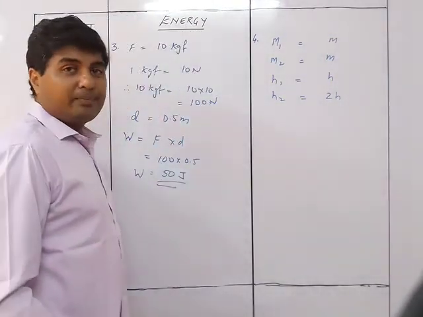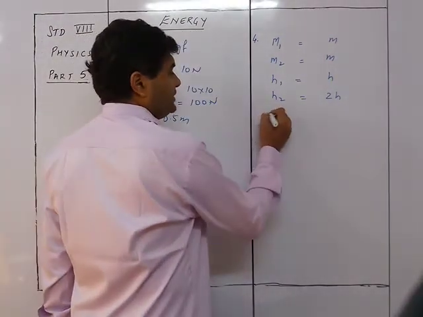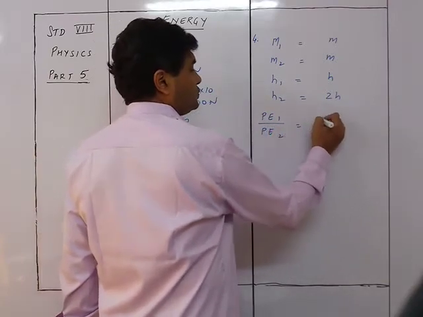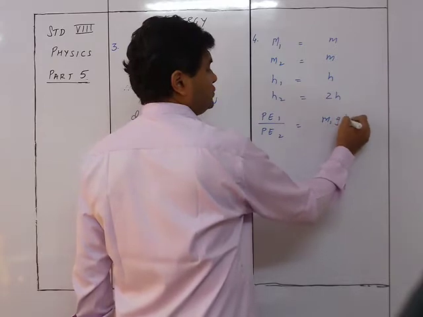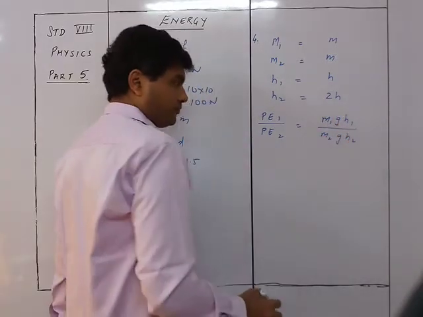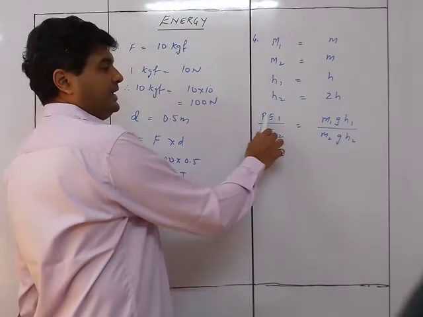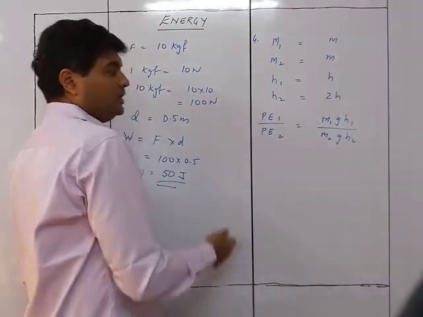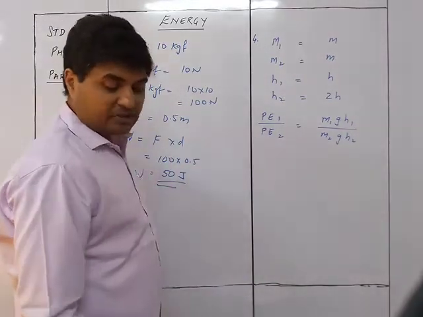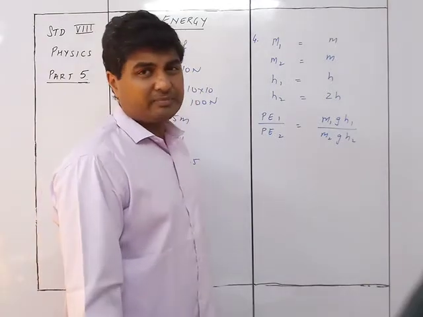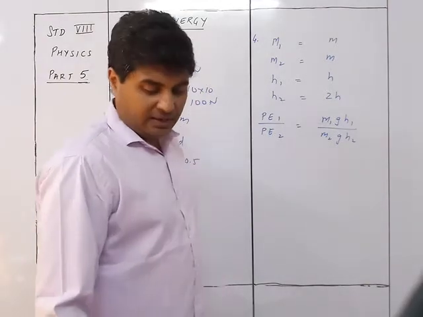You need to compare the potential energy. So you know that potential energy 1 upon potential energy 2 is equal to m1 g h1 upon m2 g h2. So you know PE1 is mgh and PE2 is mgh, right? So we are just taking the ratio because they asked us to compare. So we'll always take the ratio. Whenever you are asked to compare something, it is always better to take the ratio.